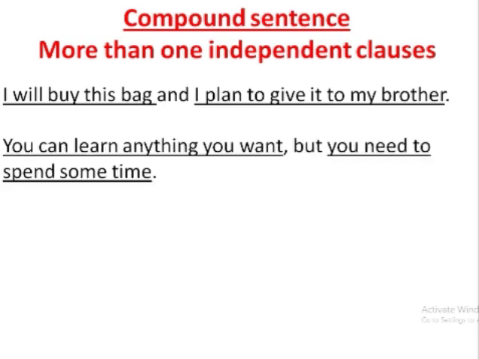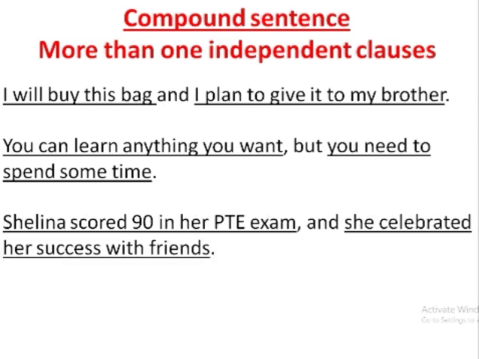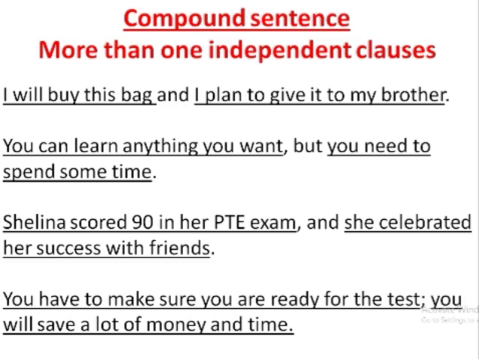You can learn anything you want, but you need to spend some time. So this but connects these 2 sentences. Okay, and both these sentences are independent sentences. Shalina scored 90 in her PTE exam and she celebrated her success with friends. Or you have to make sure you are ready for the test. You'll save a lot of money and time. So there's a semicolon that's adding these 2 independent clauses, and we have these examples of compound sentences.